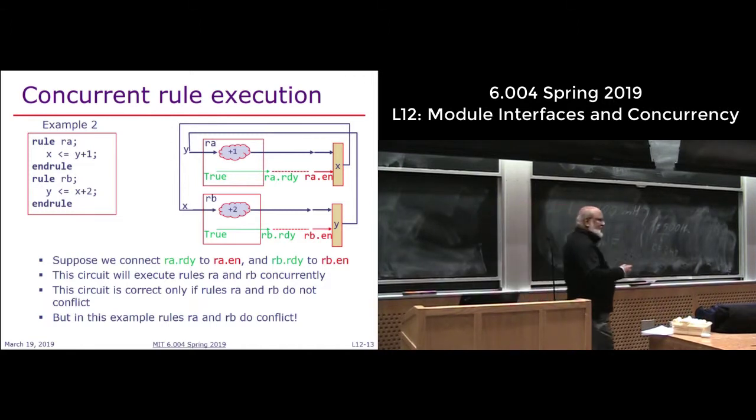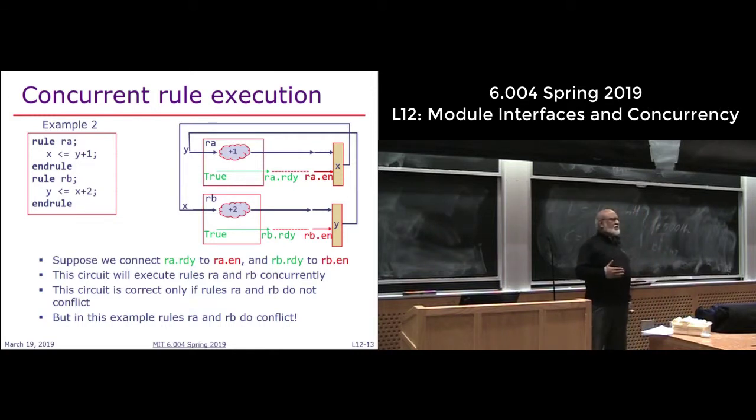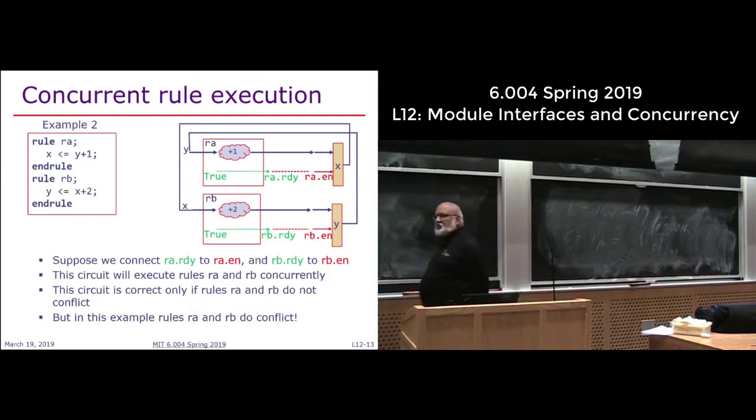Our circuit is doing something, right? It's executing these rules concurrently, but the answers it produces have nothing to do with one-rule-at-a-time semantics. So this is that oops moment: things look very easy, we could generate the circuit and connect it, but it doesn't produce the right answer, right answer being defined using one-rule-at-a-time semantics. So how do I solve this problem?